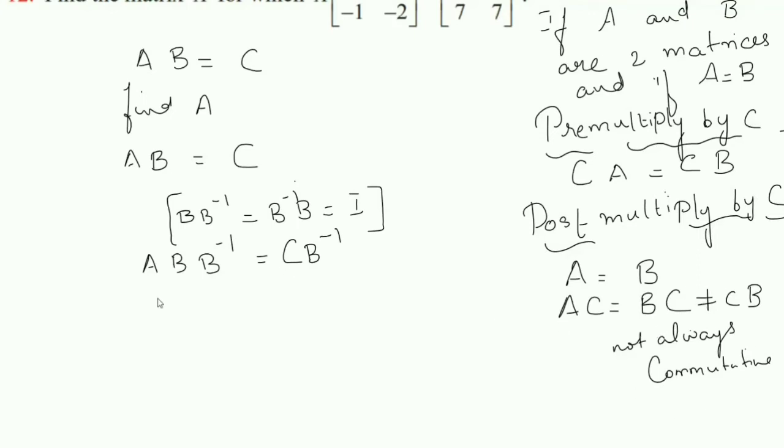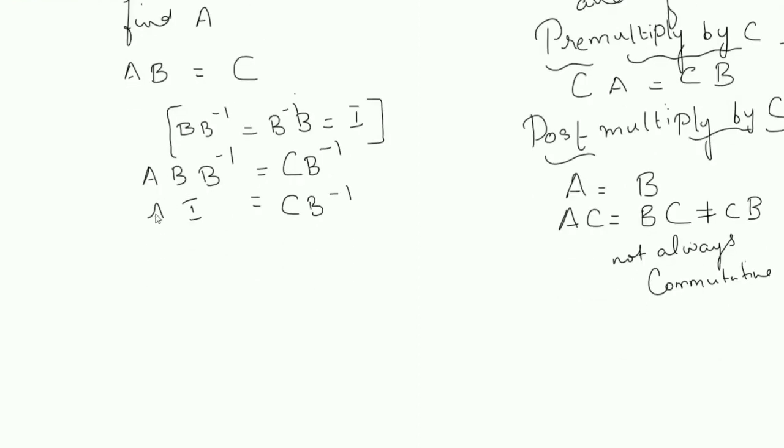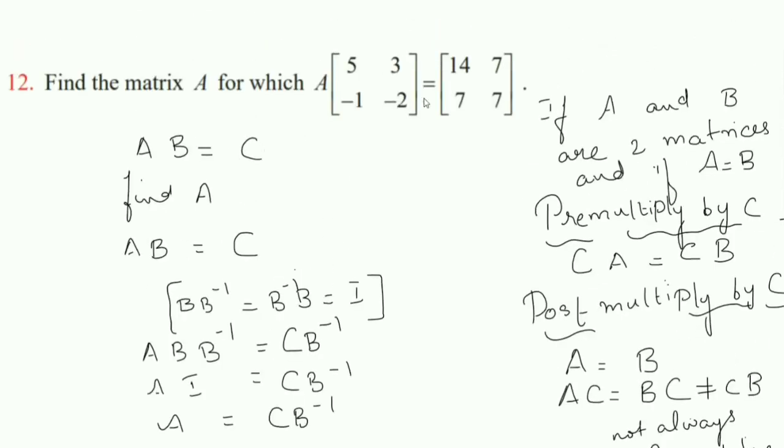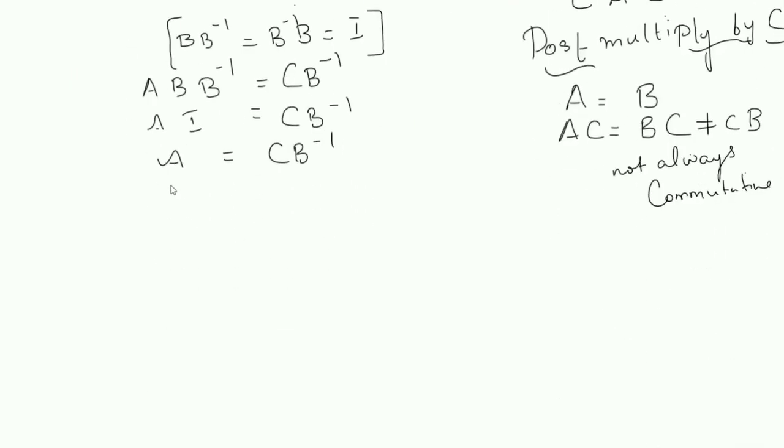So now B into B inverse will become I. So A into I is equal to C B inverse. If you multiply a matrix by the identity, that will give you the same matrix, the original matrix itself, which is equal to C into B inverse. So A is equal to C into B inverse. So we have to find the inverse of B. The matrix B is given, and we have to find its inverse.